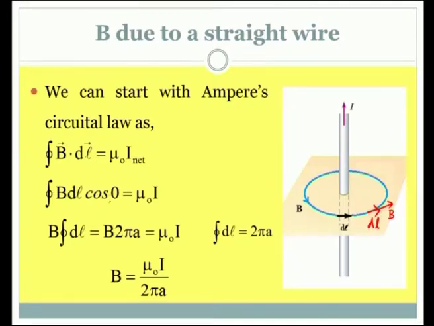So, cos 0 becomes 1, and B is a constant because we have considered the Ampere's loop as a circle itself, which coincides with the magnetic field. So, B is a constant, and the integral of dl is the circumference 2 pi A. So, the further simplification gives us the known result, B is equal to mu naught I divided by 2 pi A.